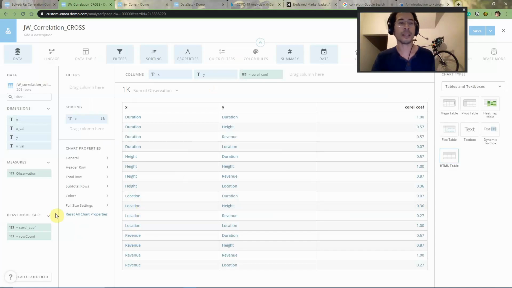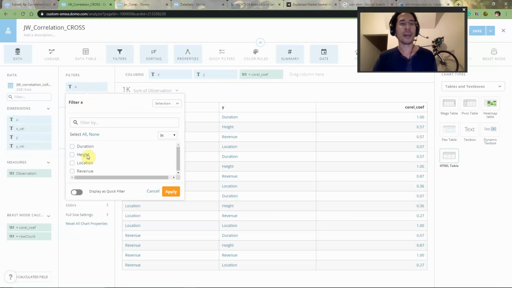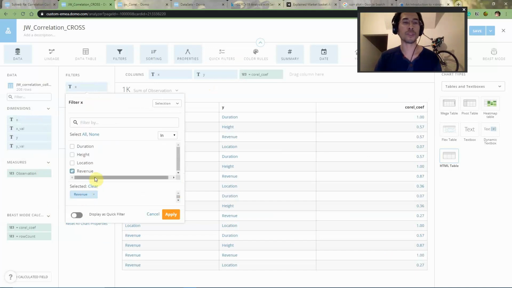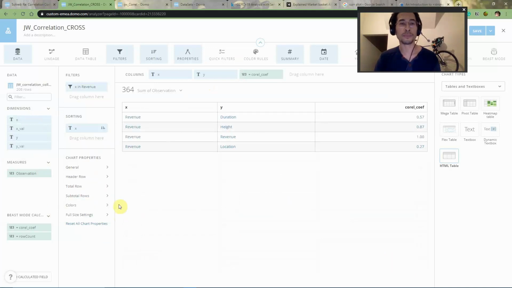Now, how does this help you? The reason why this helps you is now you can say, hey, I'm interested in knowing which metrics had the biggest impact or have the strongest relationship to revenue. So now when I filter on revenue, I can see, oh yeah, the correlation for duration is 0.57. Yeah, it's pretty strong. The correlation between revenue and height, however, is 0.87.